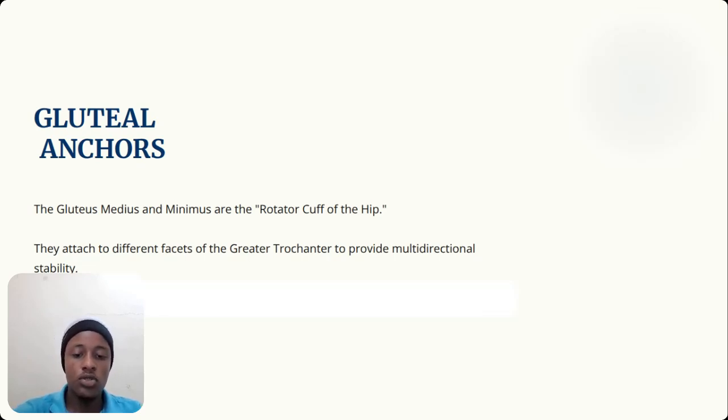In conclusion, the greater trochanter is the insertion of high-force muscle mechanics and a frequent site of clinical pathology. Mastering its palpation and understanding the tension forces acting upon it is essential for any successful physiotherapy assessment.